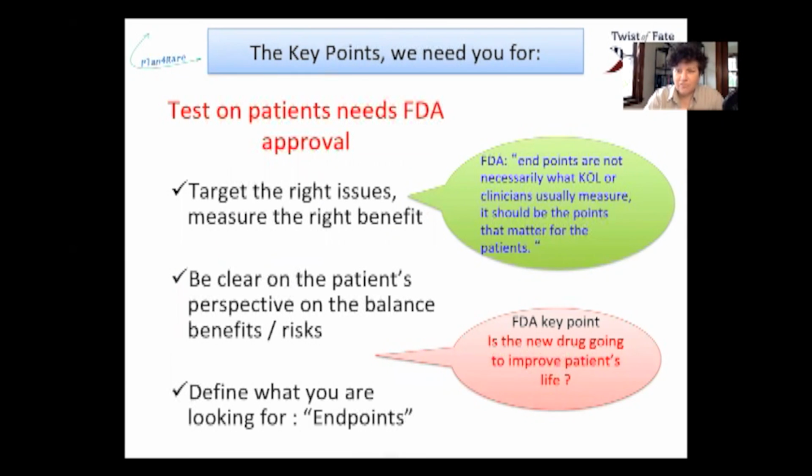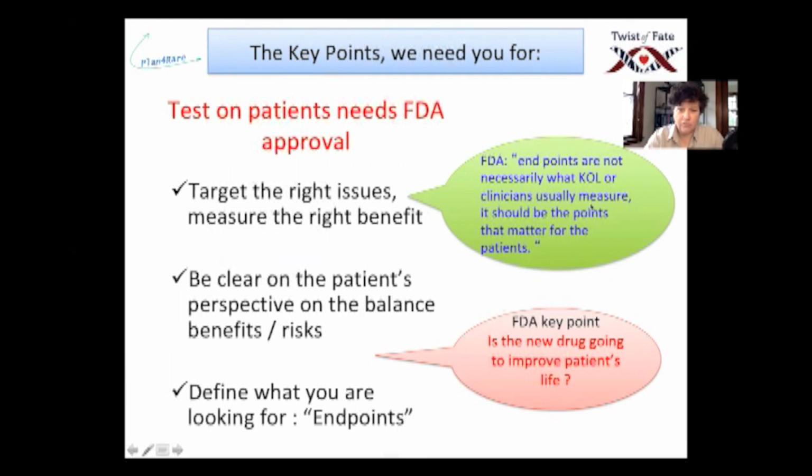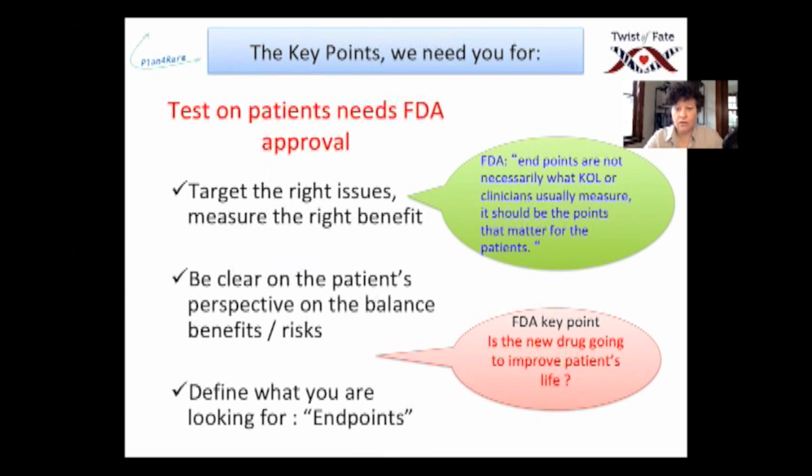So I hope that now you understand the context of drug development. To summarize, the key point is that if you want to test drugs on patients, you need the FDA approval. So you want to have all the points ready so that they give you the approval to start testing the new drug on patients in clinic. For that, we need to target the right issues and measure the right benefits.